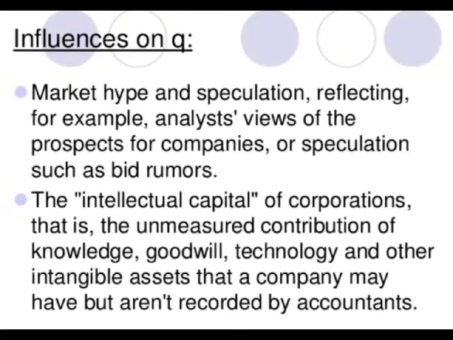Market hype and speculation reflect, for example, analysts' views of the prospects for companies or speculation such as bid rumors. The intellectual capital of corporations is the unmeasured contribution of knowledge, goodwill, technology, and other intangible assets that the company may have but that are not recorded by accountants. Tobin's marginal Q is the ratio of the market value of an additional unit of capital to its replacement cost.